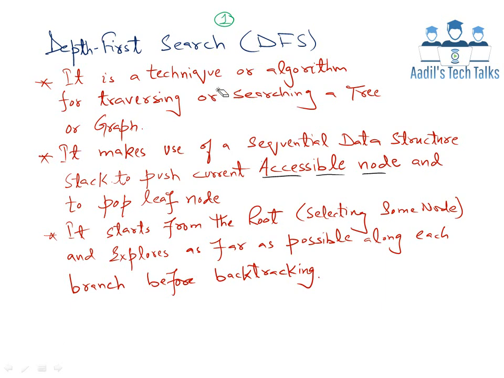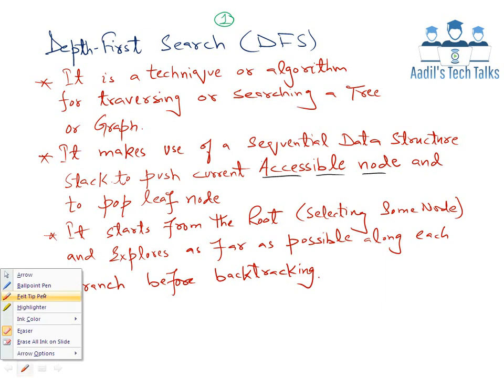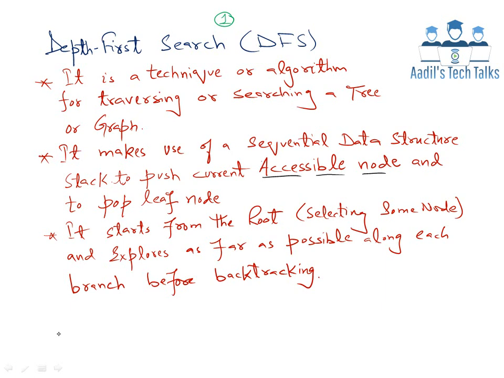It is a technique or algorithm for traversing or searching a tree or a graph. It makes use of a sequential data structure called stack. We know that there are two types of data structures called queues and stack, in which stack is a data structure where we have only a single end to push or pop an element from that stack. That end is called top of the stack. So we have to push the current accessible node of the graph or tree, and to pop leaf node, if there is any leaf node, then we have to pop it from the top of the stack.